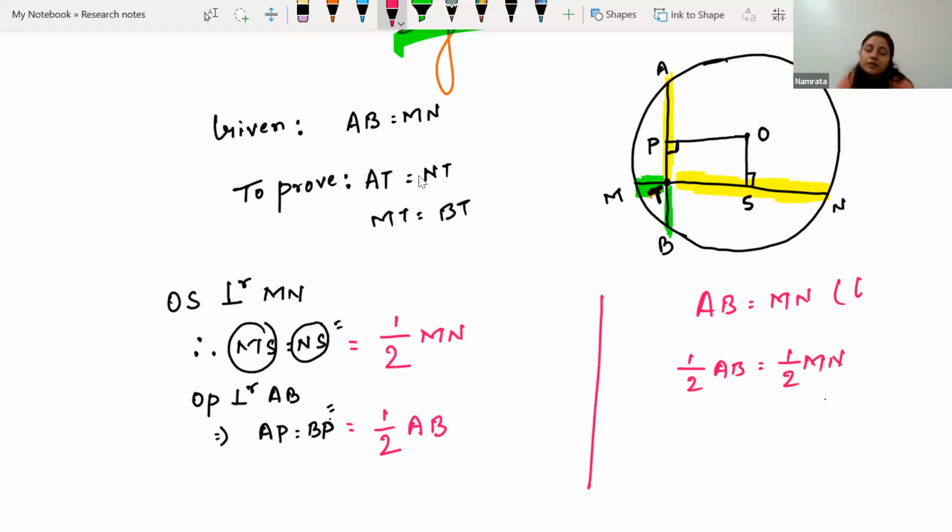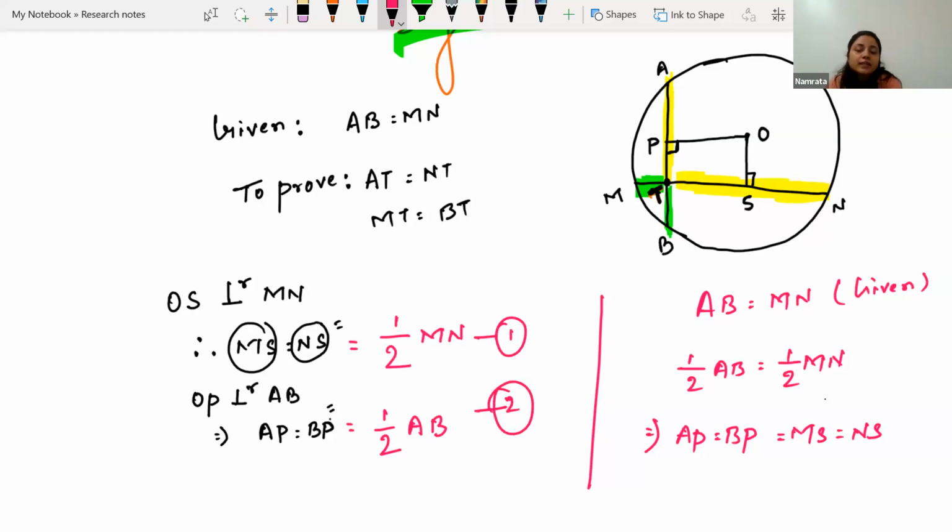Okay. This was already given. I am not writing it by myself. AB equals MN was given. I am just copy pasting from here. You can see. Now we can write over here that half of AB means I can write AP, or maybe I can write BP. Half of MN means I can write MS, or maybe I can write NS. So eventually all are equal with each other. Can we say that, from equations 1 and 2? Is it clear so far?